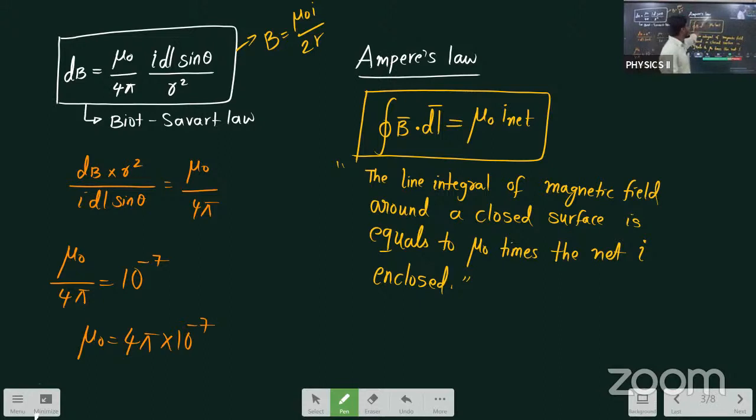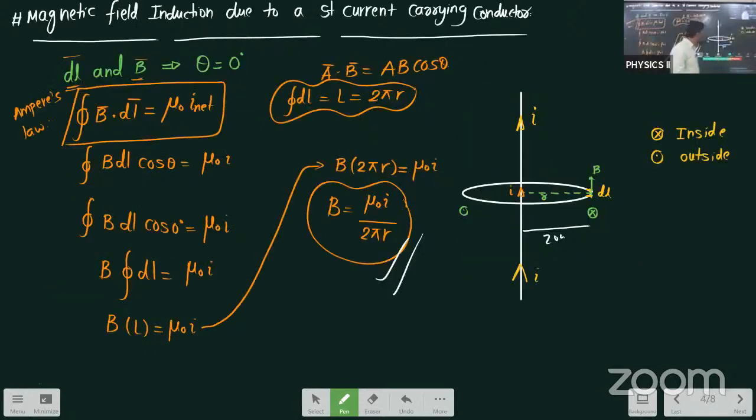Then we discussed Ampere's law, and again an application of Ampere's law. Whenever a current is flowing through a straight wire, the magnetic field created at a particular distance R we have determined. And the answer we got was B = μ0 I / 2πR. Next, what we have discussed?